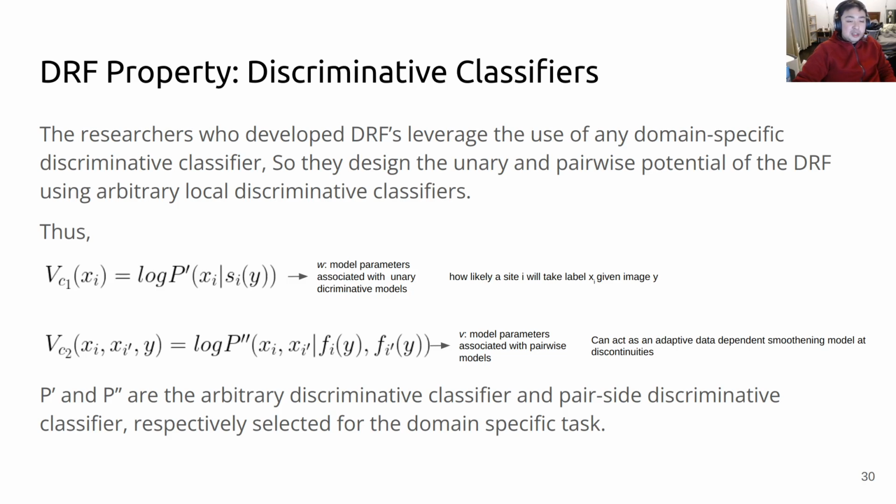What can we say about these clique potentials? Well, the unary clique potential is basically how likely a site i will take label x_i given image y. And then the pairwise, we can describe this as an adaptive data-dependent smoothing model at discontinuities. So this describes how the neighbors affect the inference.